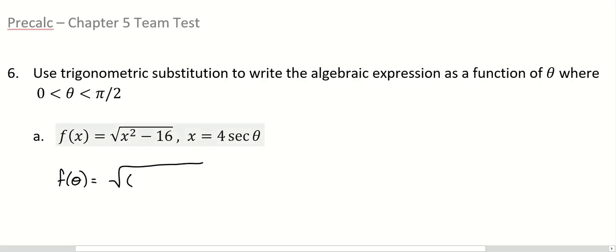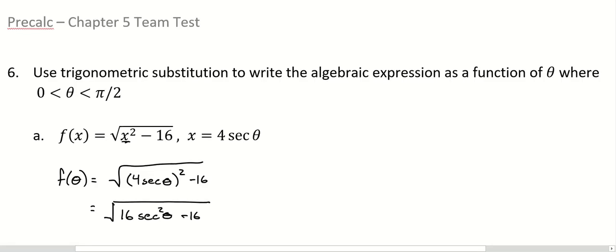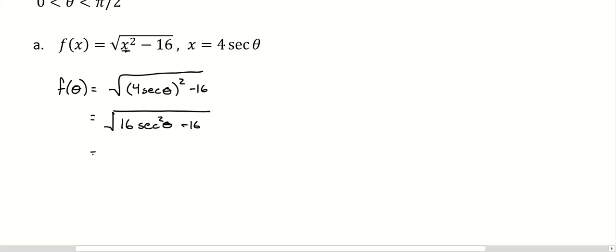If instead of x, I'm using 4 secant theta. So here we are, 4 secant theta squared, because it was x squared, minus 16. And now it's just the algebra game. If I take 4 secant theta times 4 secant theta, I'm going to get 16 secant squared theta minus 16 in the end. Okay, things are looking real nice right now. I noticed that we can take a 16 out of each of these two terms, and it would leave behind a secant squared theta minus 1. And this is via just regular factoring.